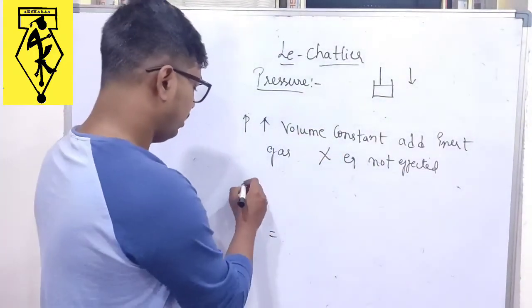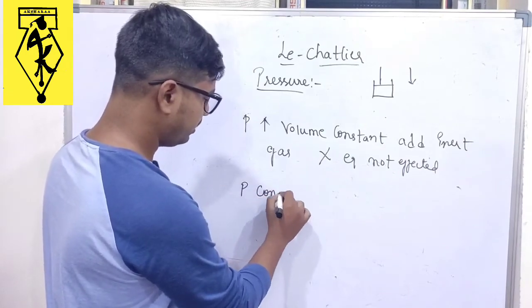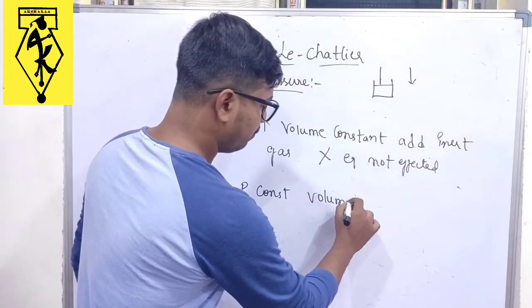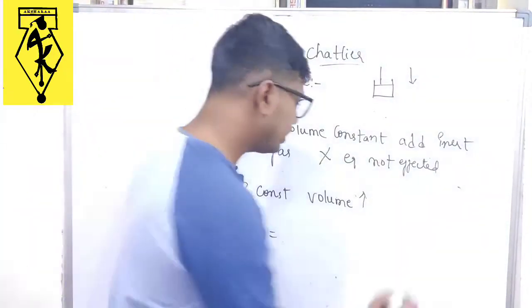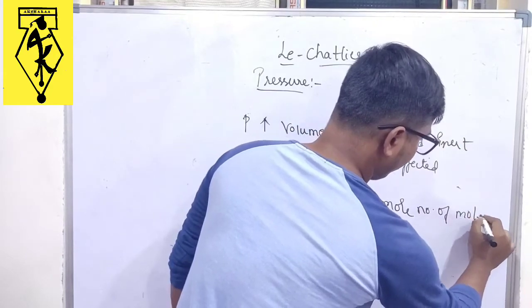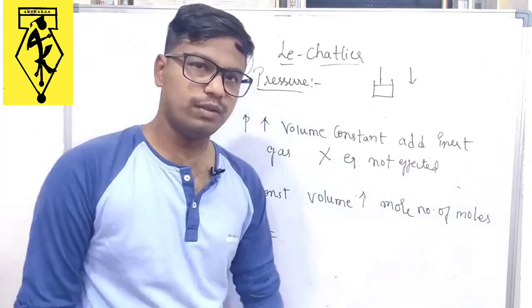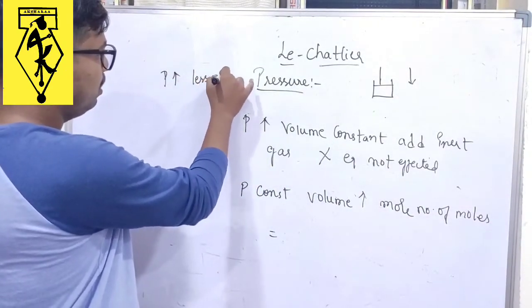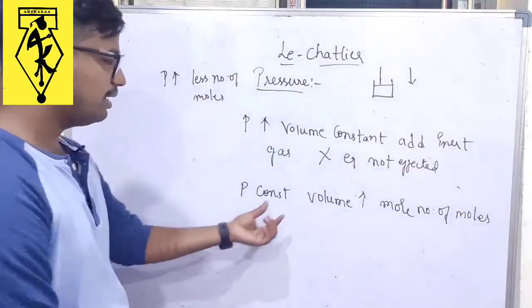Now we will see. If we keep pressure constant and variable volume, what if volume is increased? What happens? The reaction should go towards the more number of moles. When we add inert gas, after adding inert gas, the reaction shifts towards the more number of moles. How? We can say that pressure increases, less number of moles, no? Less number of moles here. So here we kept pressure constant and we increase volume.